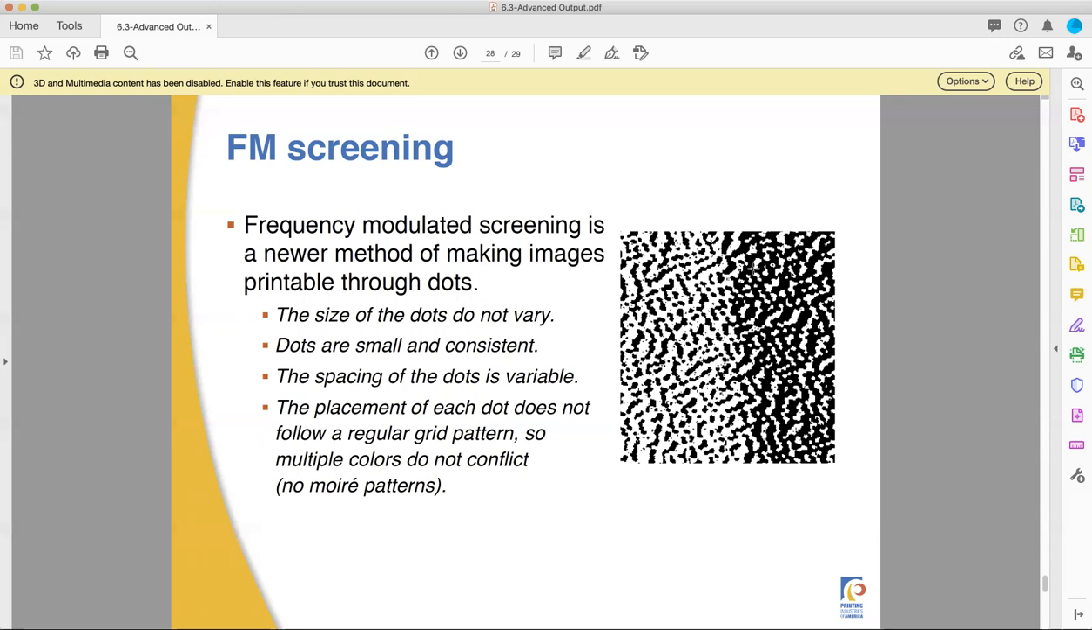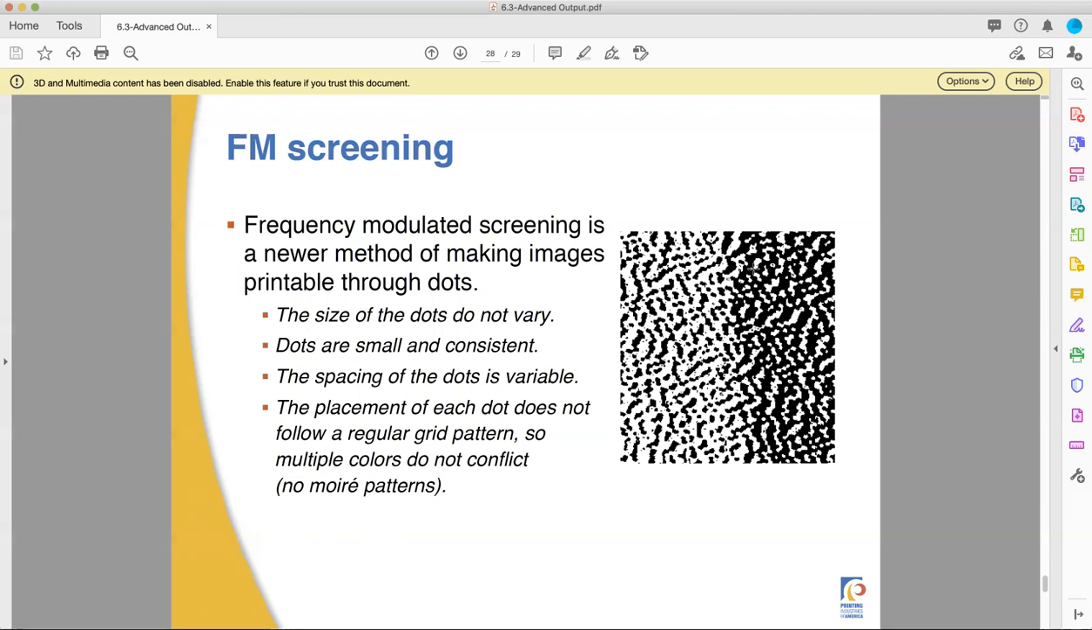FM radio is using the same wavelength no matter what, but the frequency of those waves keeps changing. And that's what's also happening here. No matter what, the dots are the same size, but they're closer together when you want darker colors, and they're farther apart when you want lighter colors.